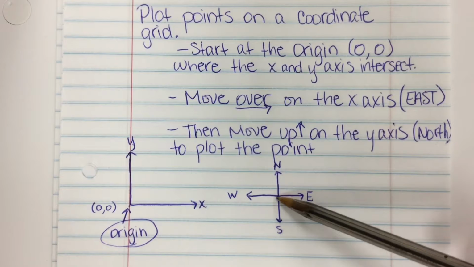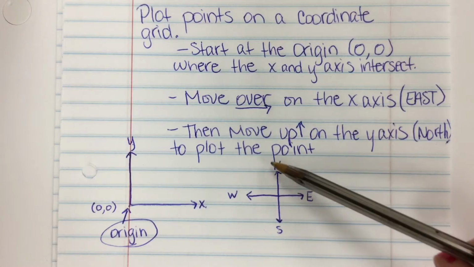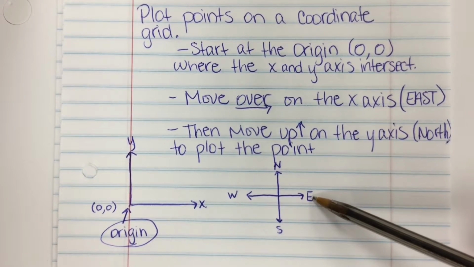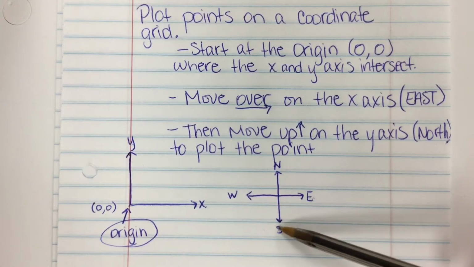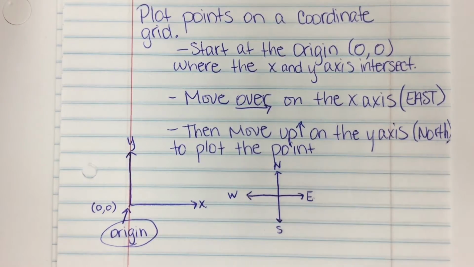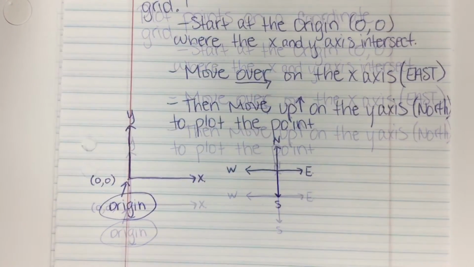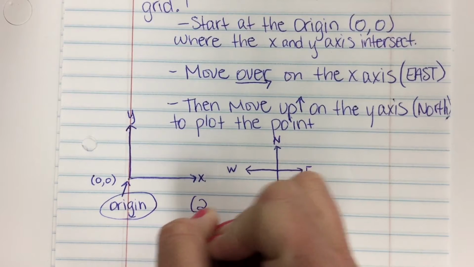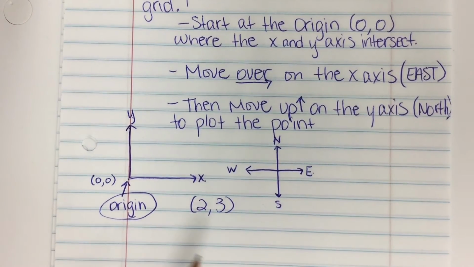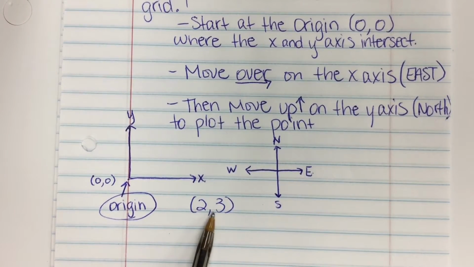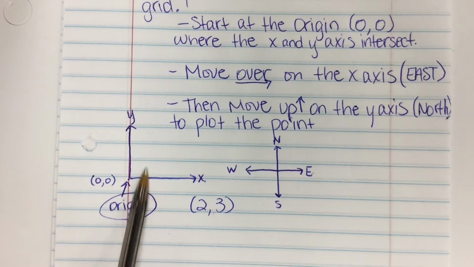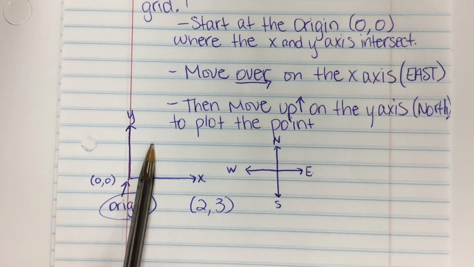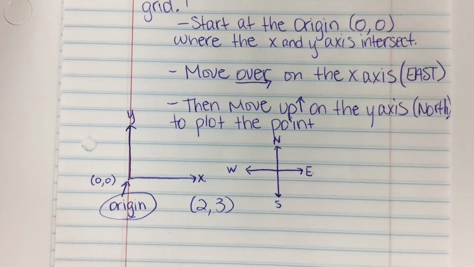So if you're moving up, you're going north. If you're going to the right, you're going east. Down is south. To the left is west. Okay, so if I'm looking at the ordered pair 2, 3, and I want to know what this 3 means, the 3 means that you are going to move up from the x-axis to plot your point.